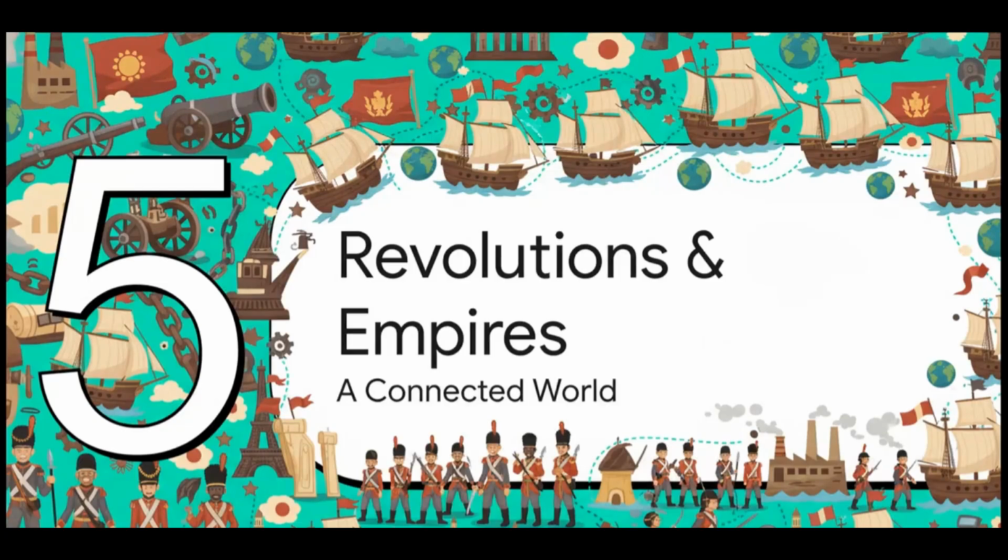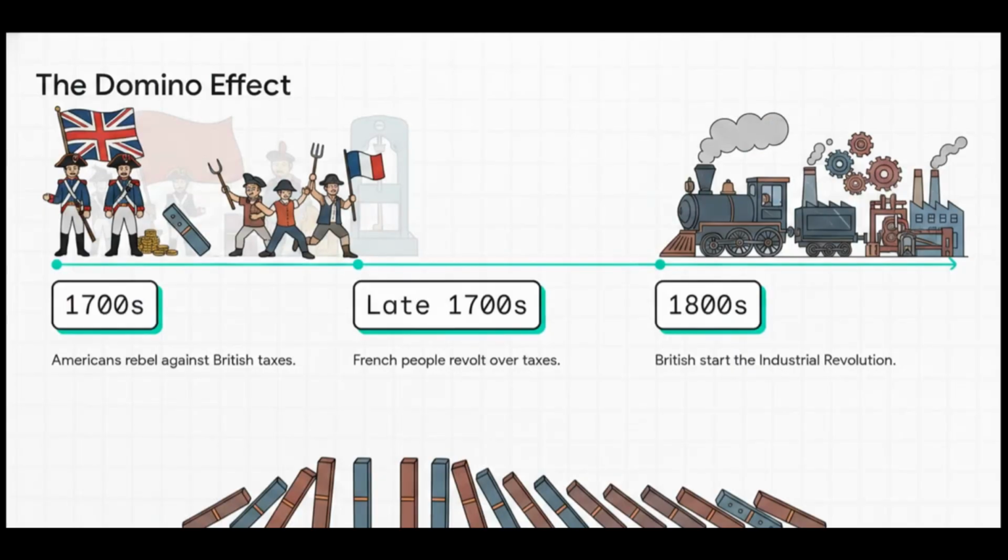All of this explosive growth brings us to our final era, Section 5, Revolutions and Global Empires. By now, the world was heavily interconnected, meaning a spark in one place could start a fire globally. Just look at the domino effect of the 18th century.